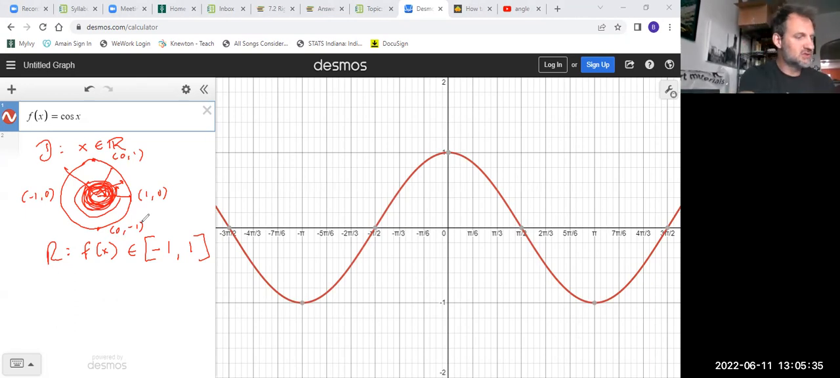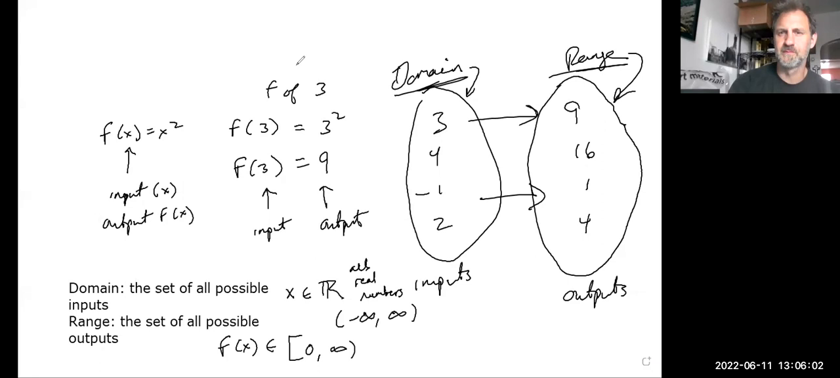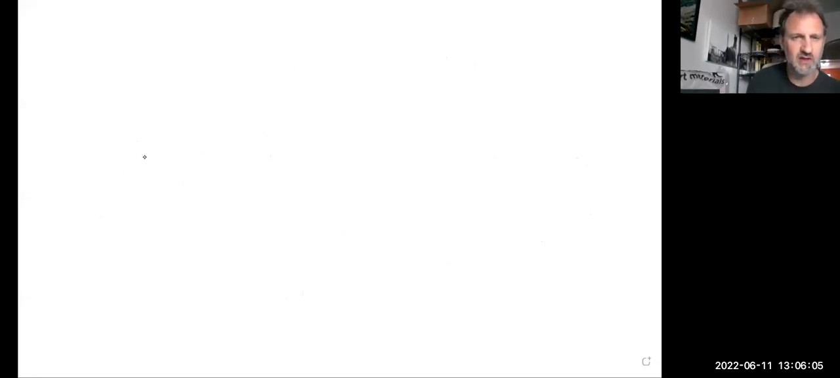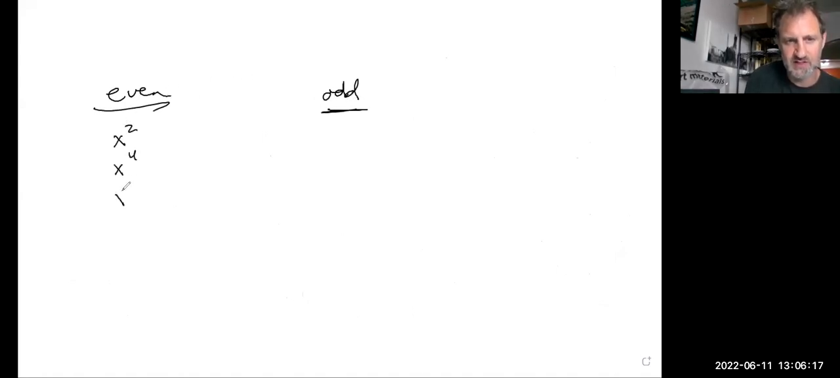Okay. Let's finish by talking a little bit about symmetry. So if we think about the meaning of symmetry, and I'm going to stop the share here. Go back to my whiteboard. So there are these even and odd functions. Not every function is even or odd, but even and odd are types of symmetry. And I think the reason these are called even and odd is based on the evenness of the powers.